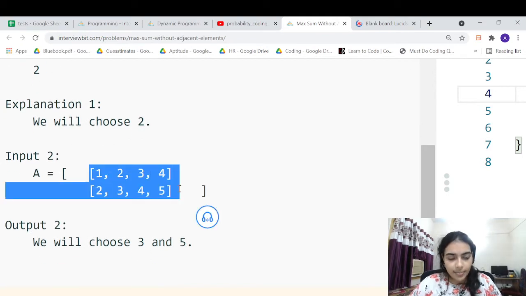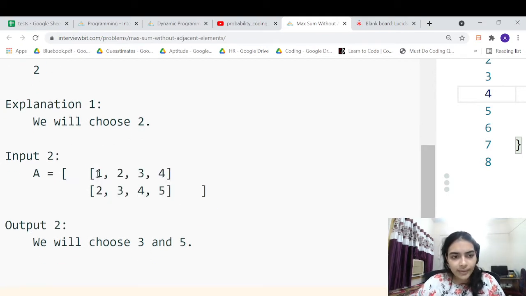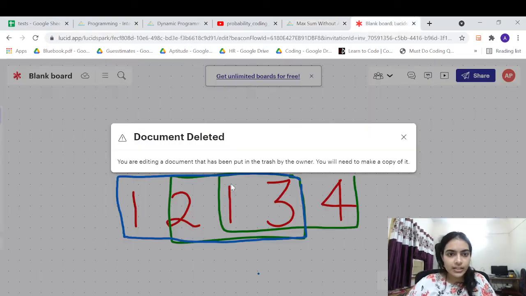What about in this example? In this case, let's say we decide to take 1. In that case, we cannot take this 2, we cannot take this 2, we cannot even take 3. This diagonal is also not allowed. So if we take 1, we cannot pick up this or this or this. Okay. Similarly, if we take 2, we cannot pick up this 1, this 2, this 3, this 3, this 4, and so on. Okay. So that is the approach.